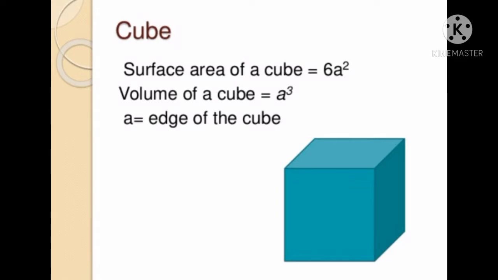Cube. Surface area of a cube is equal to 6a square. This is the formula to find the surface area of a cube, and then the volume of a cube is equal to a cube. Here a is the edge of the cube. Cube has 6 faces and 12 edges. A is the edge of the cube.